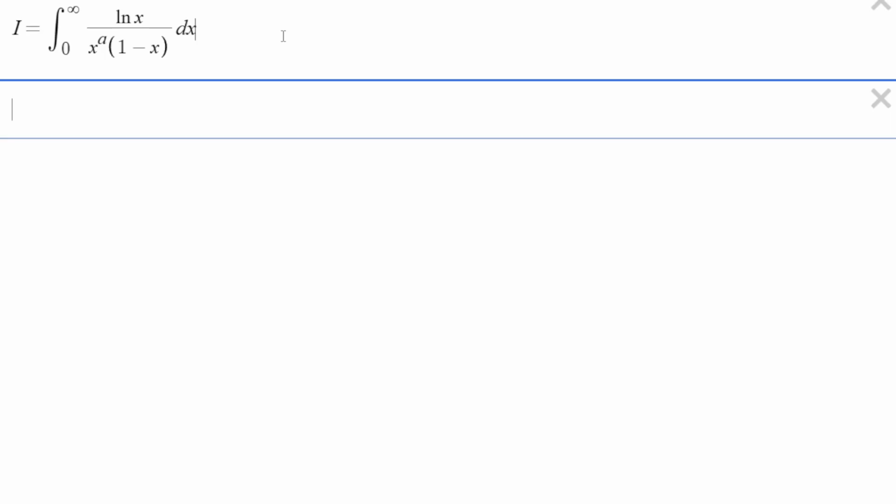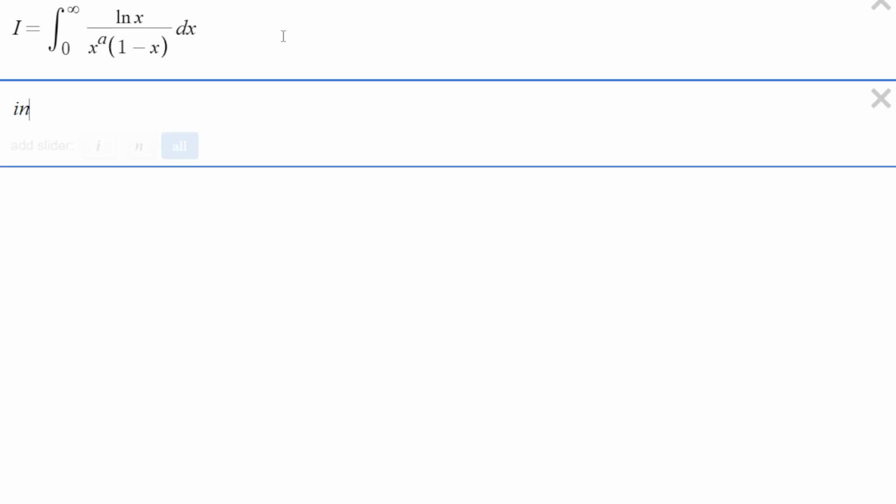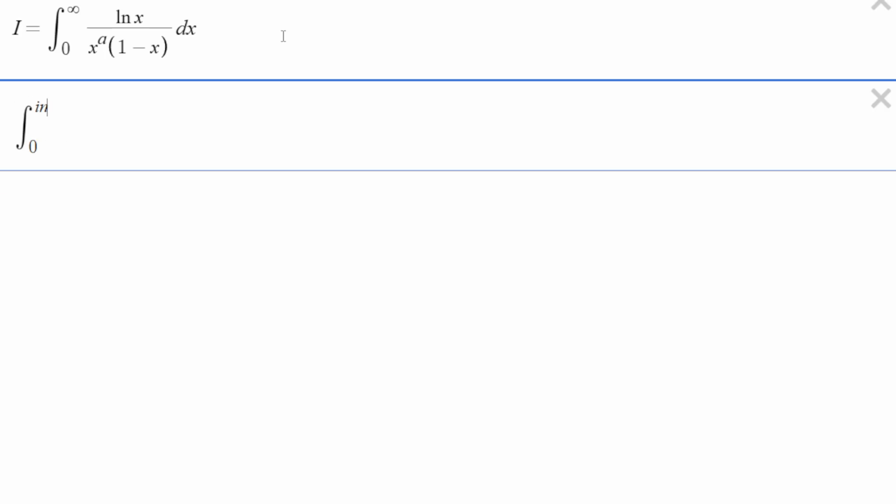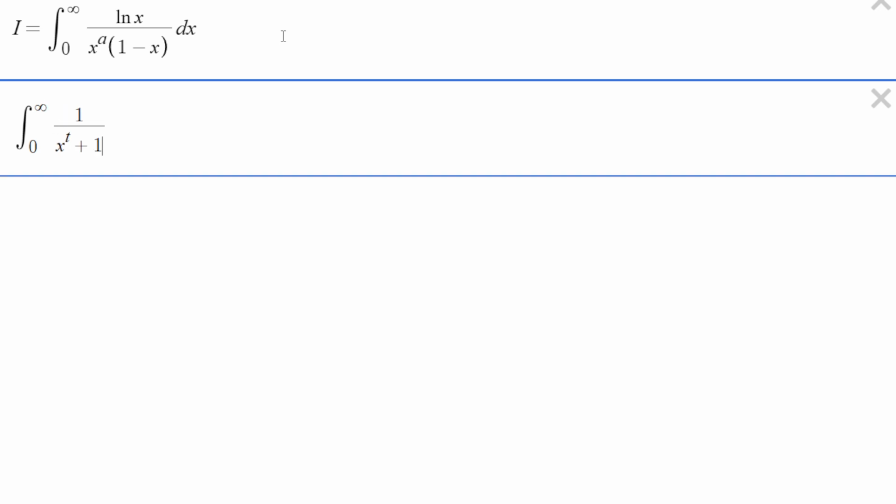The previously derived formula we're going to be using is this, that the integral from 0 to infinity of 1 over x to the t plus 1 dx is equal to pi over t times the cosecant of pi over t. I will try to remember to link in the description to the video where I showed this.